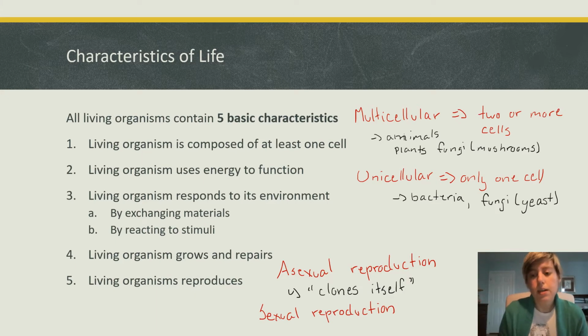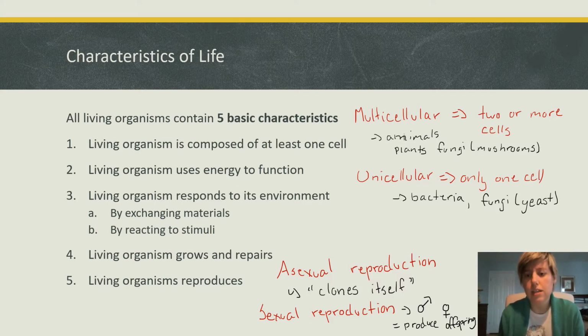Now, sexual reproduction is a bit more complex, and in sexual reproduction, you would have two organisms. So you would have the male and the female version of the organism that would come together to produce an offspring. And the offspring has genetic information from both the male and the female individual. So sexual reproduction actually produces a lot of genetic diversity.